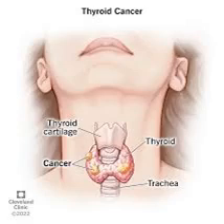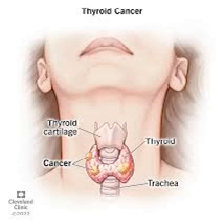Thyroid cancer is a type of cancer that develops in the thyroid gland, a butterfly-shaped gland located at the base of the neck. The thyroid produces hormones that regulate metabolism, energy levels, and overall growth and development. Thyroid cancer can occur in different forms, and its prognosis and treatment vary depending on the specific type and stage of the cancer. Types of thyroid cancer.